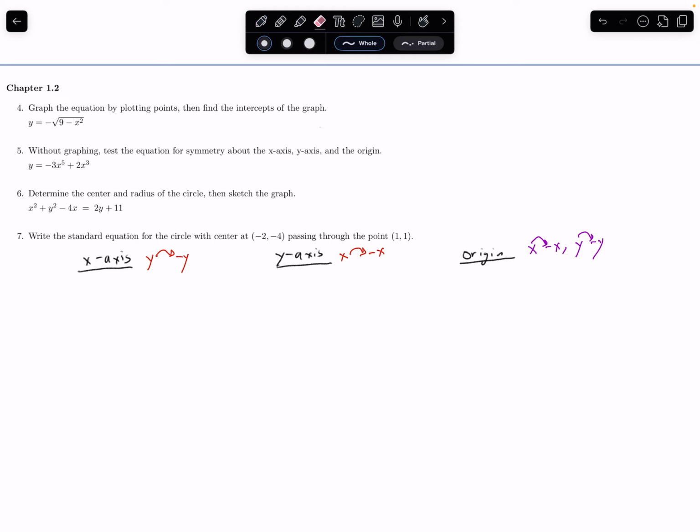I should have used color coordination here, so let's do that. Let's change it to blue. Okay, but we're gonna work in pencil because that's my favorite, and I think it looks the best.